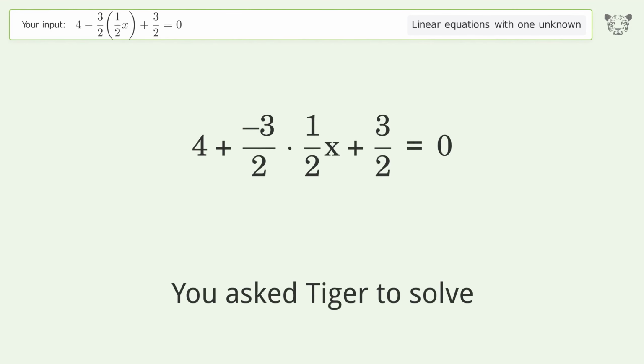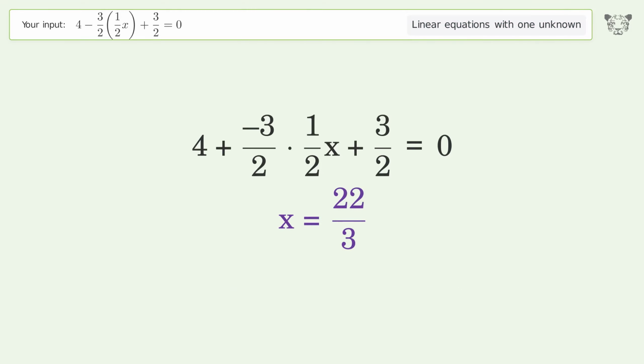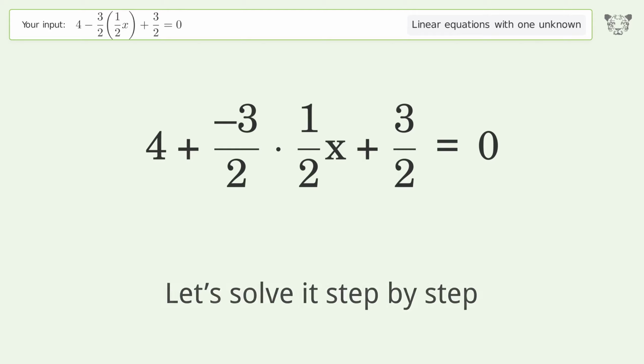You ask Tiger to solve this. It deals with linear equations with one unknown. The final result is x equals 22/3. Let's solve it step by step.